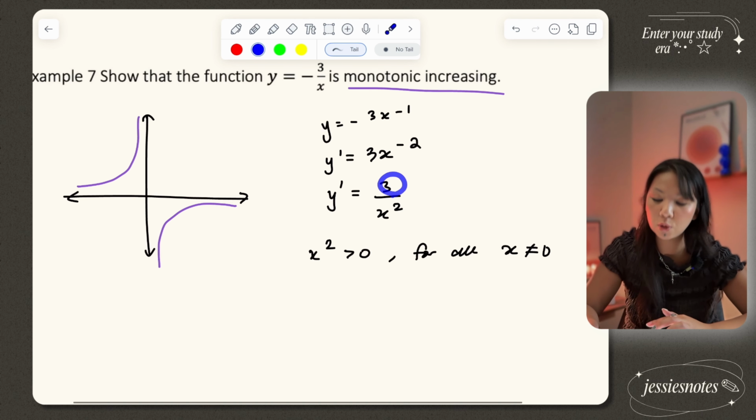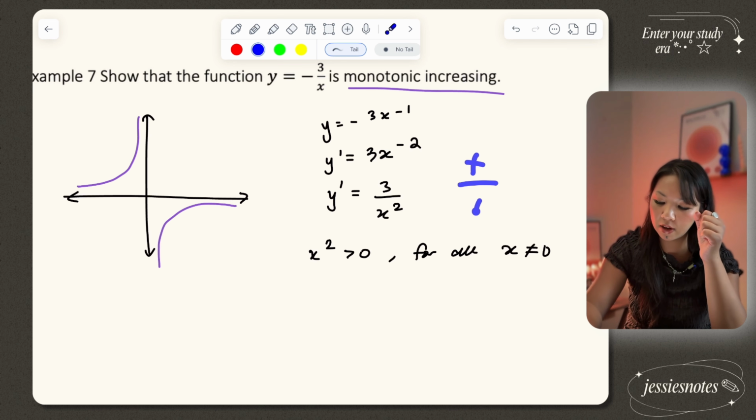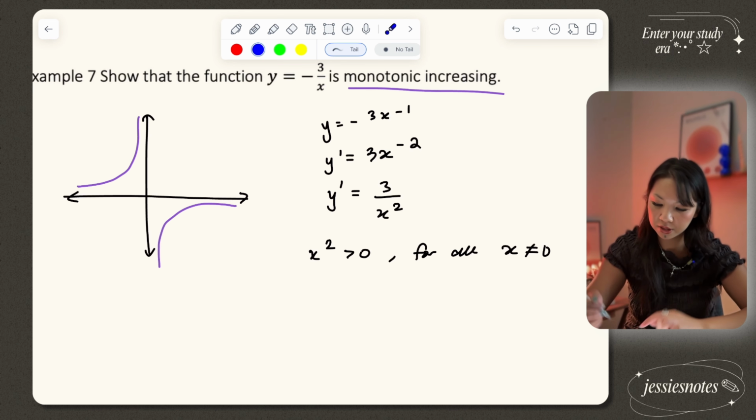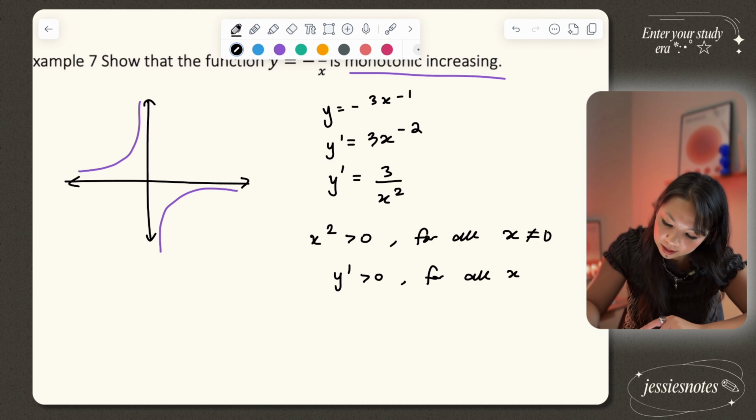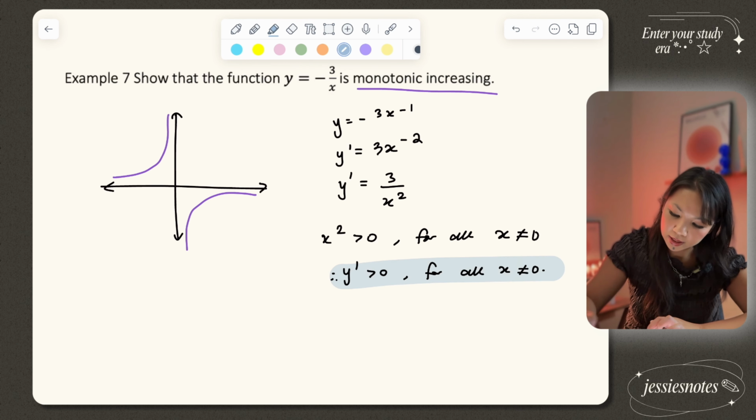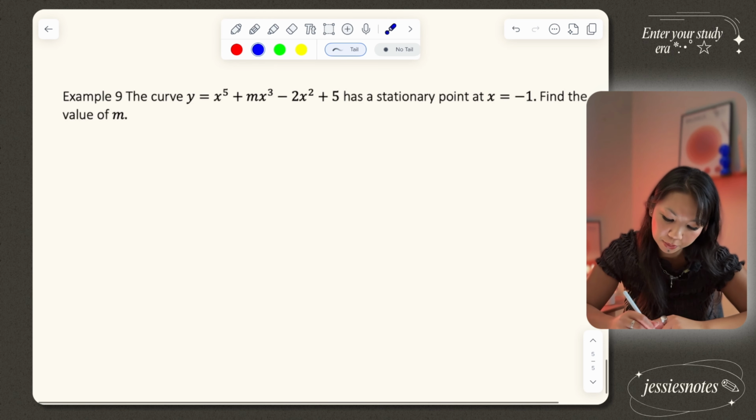And then the numerator is always positive. When you have a positive divided by a positive, that's always positive. So therefore, you can say that y dash is greater than 0 for all x cannot be 0. And that's it. Example 9.